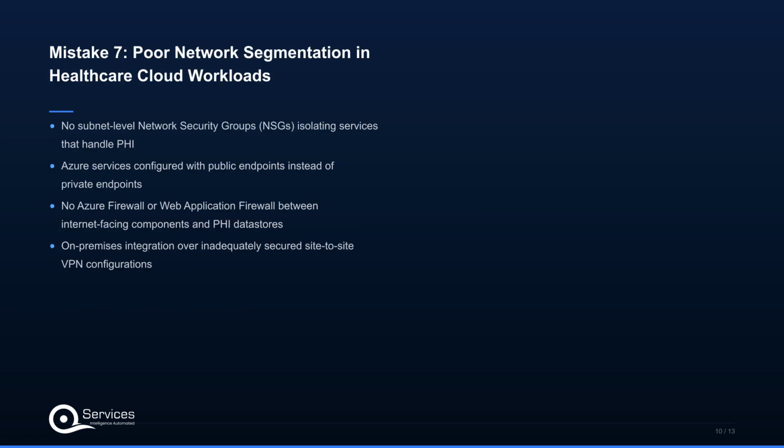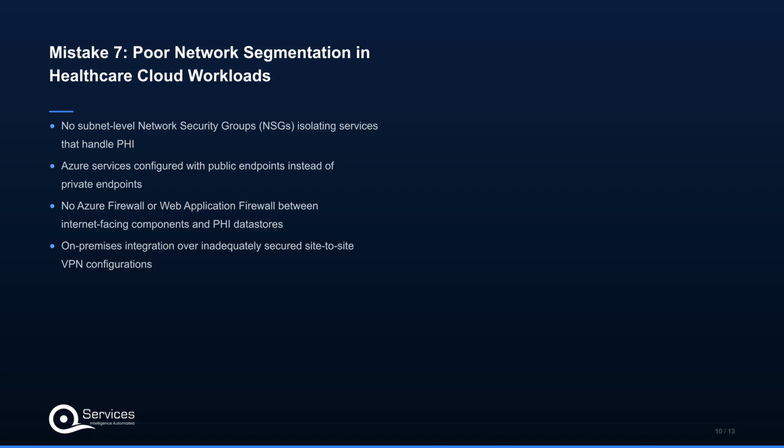Now, next up, mistake 7, poor network segmentation in healthcare cloud workloads. The 7th mistake is treating your Azure healthcare environment like a flat network where every service can communicate with every other service freely. HIPAA's access control requirements mean that services handling PHI should be isolated from general-purpose workloads.